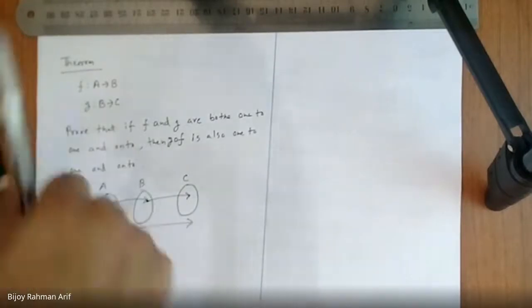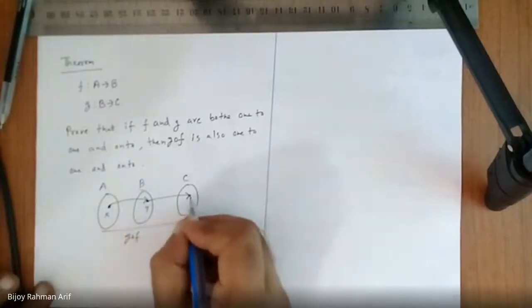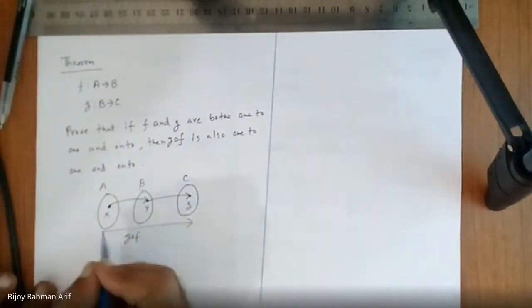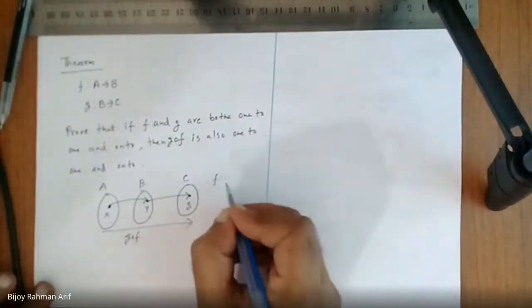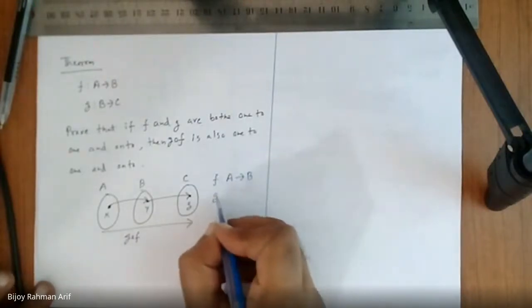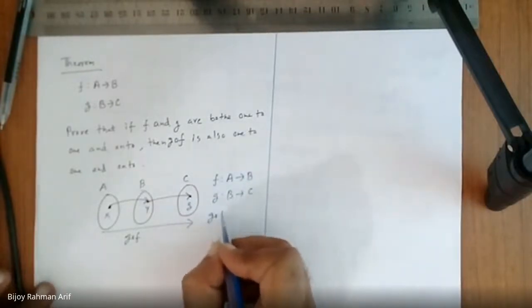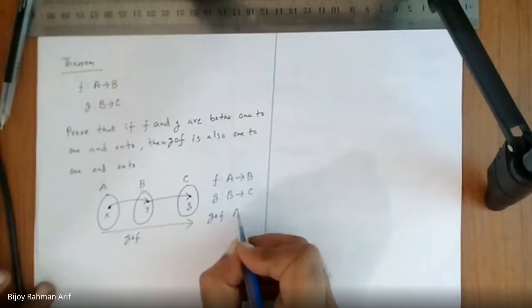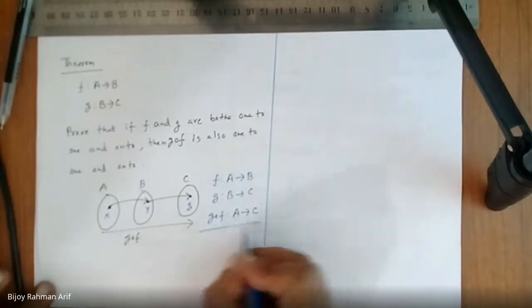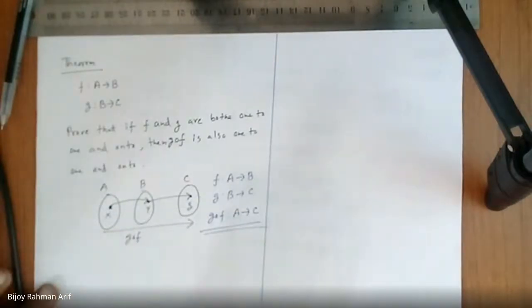So we can assume this is a point X, this is a point Y, this is a point Z. So F mapping a point in A to B and G mapping a point from B to C. So the composition G∘F pointing at a point A to C. So X to Y, Y to Z. That is the definition of composition. Now what does the theorem say?